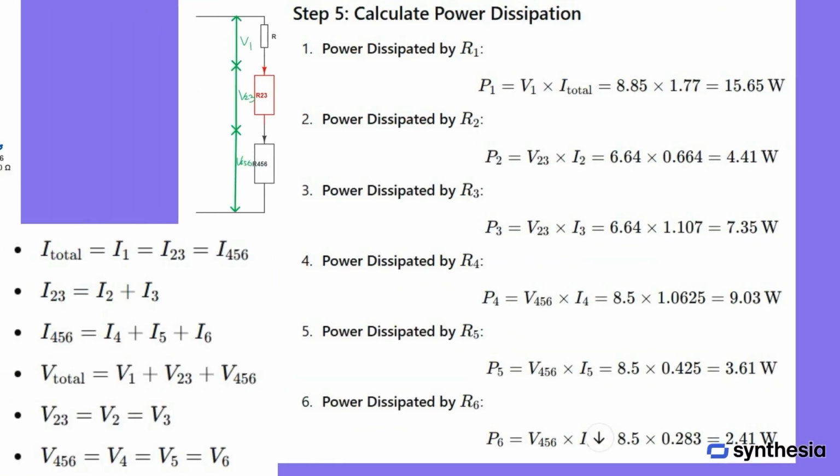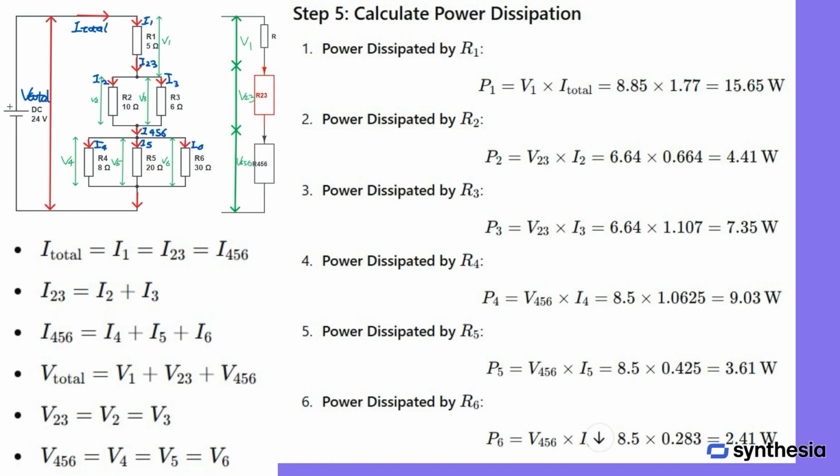5. Calculate power dissipation. Now, to find the power dissipated by each component, we can use any of the following formulas: P equals V times I, or P equals I squared times R, or P equals V squared divided by R. For this question, we choose to use P equals V times I, as we already know each component's voltage drop and current, so we can easily work it out.